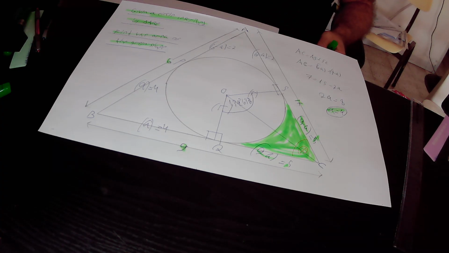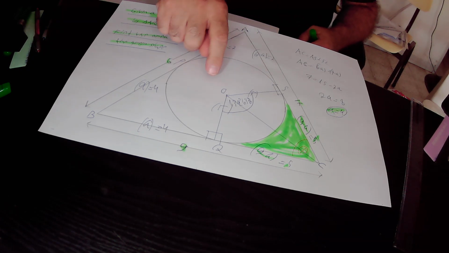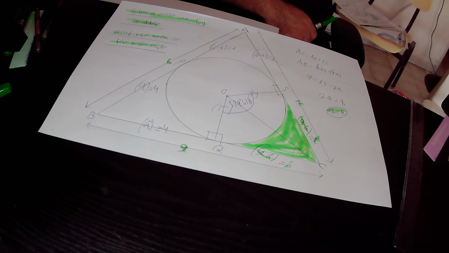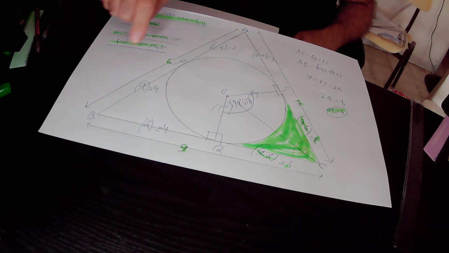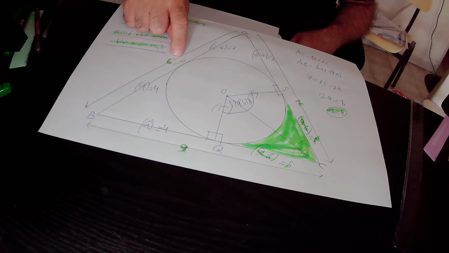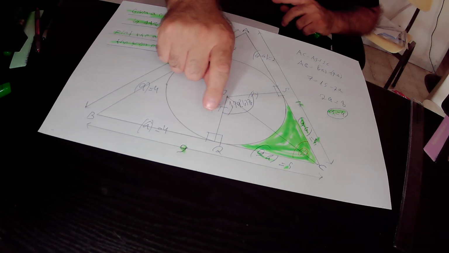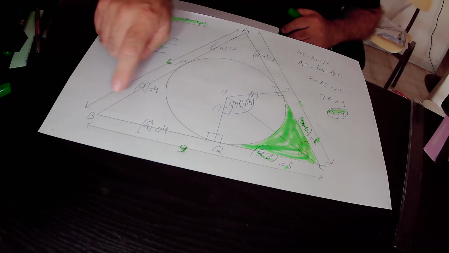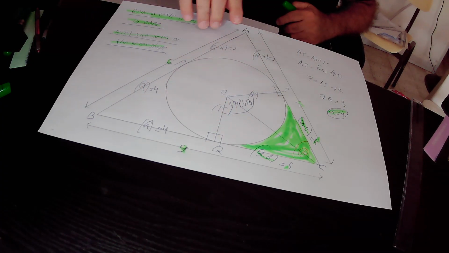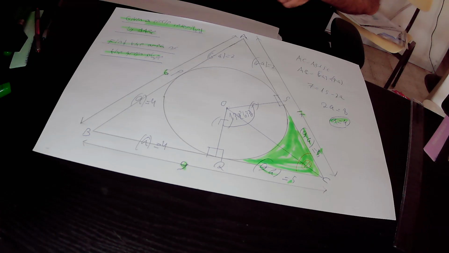In the next step, we define the center of this circle. This point is point O. We define the point of tangency of tangent AB with this circle. This point is point P. We define the point of tangency of tangent BC with this circle. This point is point Q. And finally, we define the point of tangency of tangent AC with this circle. This point is point S.